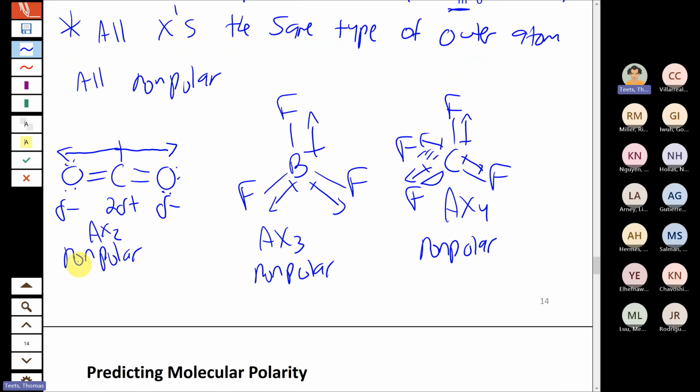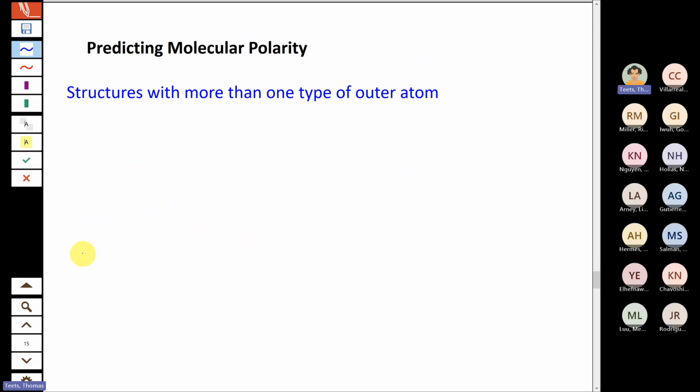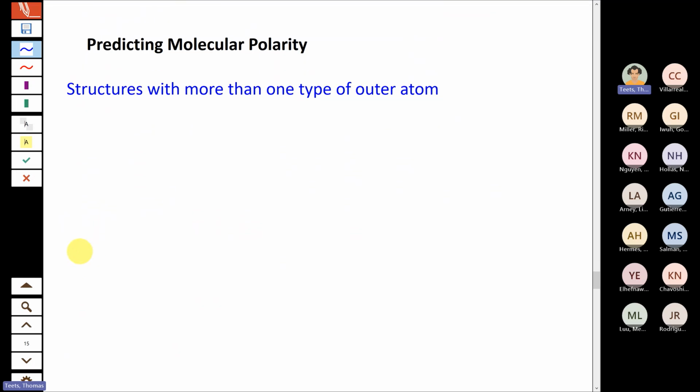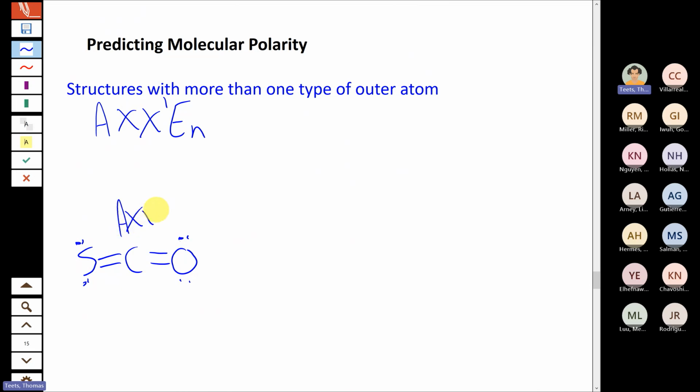Now, another situation that we will sometimes encounter is structures with more than one type of outer atom. So you might call these AX, X prime, E N structures, where there are 2 different types of outer atoms. So it's not like CO2, which is two oxygens around carbon. As an example, what if we had COS? You would predict a structure almost identical to CO2, still linear, but you replace one of the oxygens with sulfur. It nominally would be AX2 because it's a center atom with 2 atoms around it, but a better way to write this is AX, X prime.